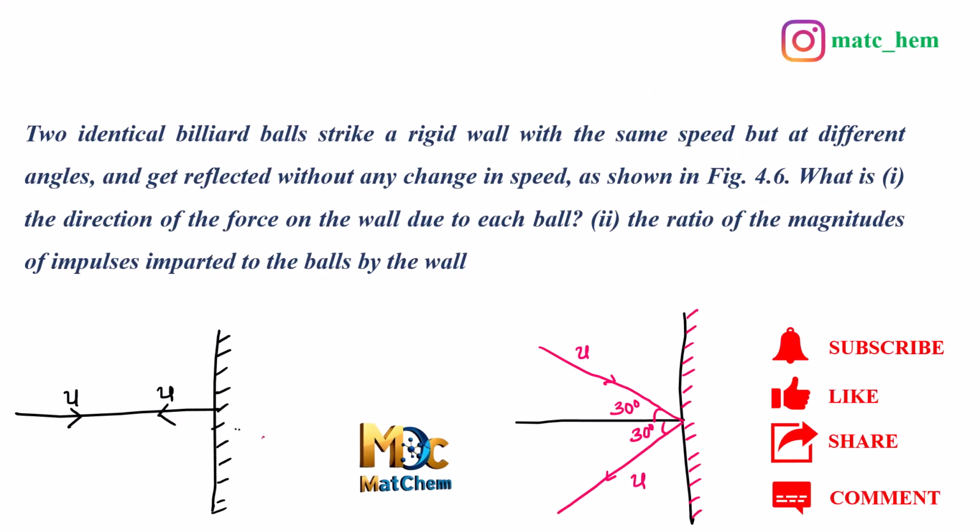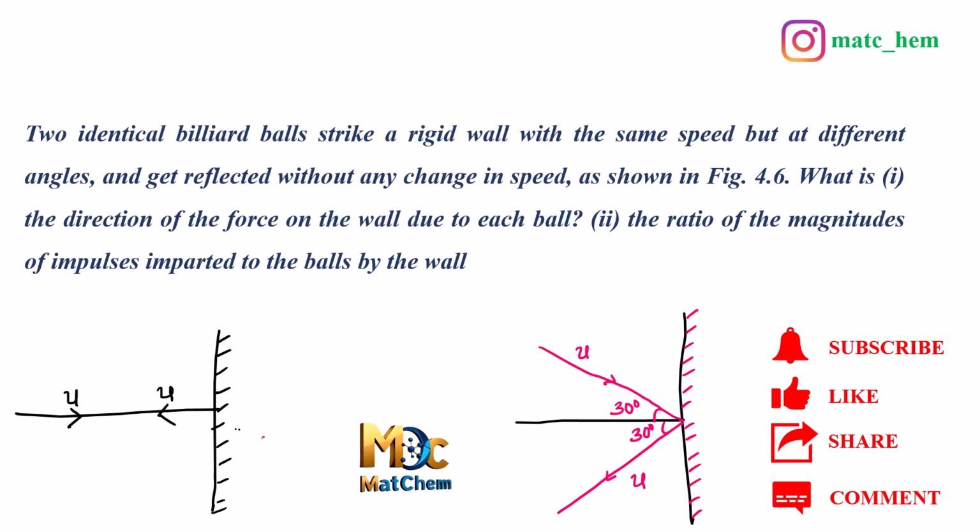So the question is, two identical billiard balls strike a rigid wall with the same speed but at different angles and get deflected without any change in the speed, as shown in the figure. What is the direction of force on the wall due to each ball and the ratio of the magnitude of impulses imparted to the balls by the wall?